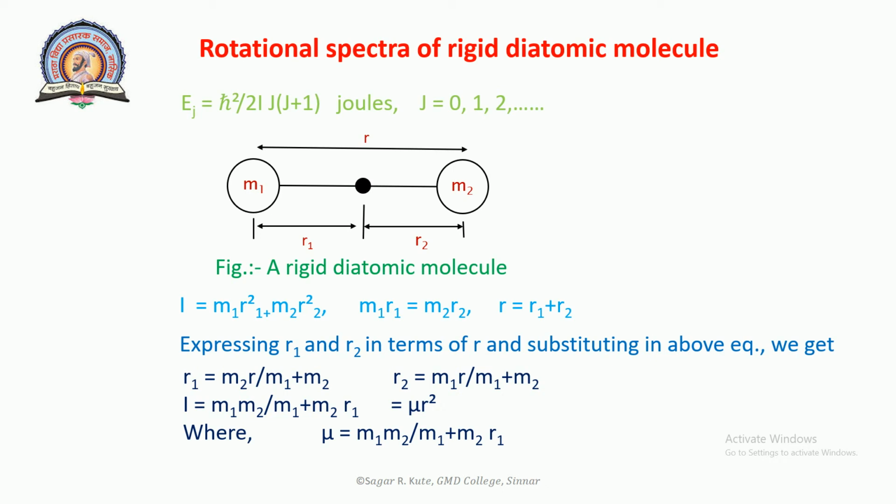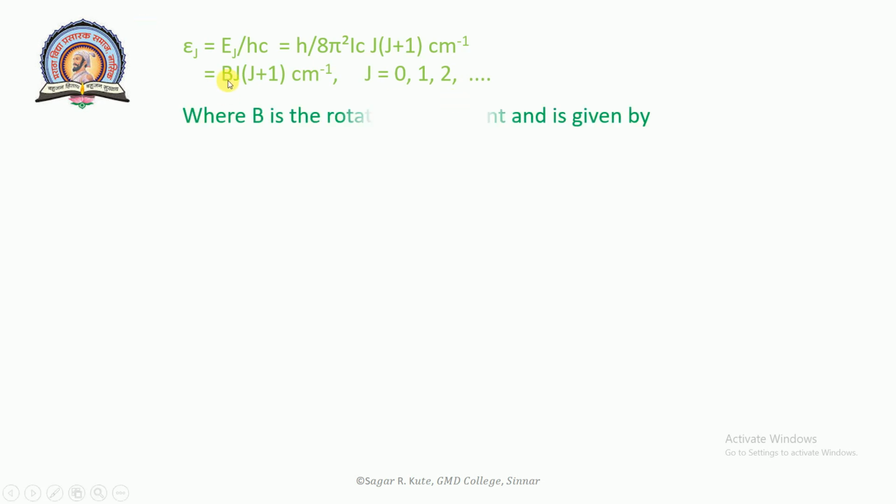Often it is convenient to analyze the rotational energy spectrum in wavenumber units. Therefore, we may write Ej bar is equal to Ej upon hc is equal to h upon 8 pi square Ic into J bracket J plus 1 centimeter inverse, which is equal to B J bracket J plus 1 centimeter inverse, where B is the rotational constant and is given by B is equal to h upon 8 pi square Ic is equal to h square upon 8 pi square I.